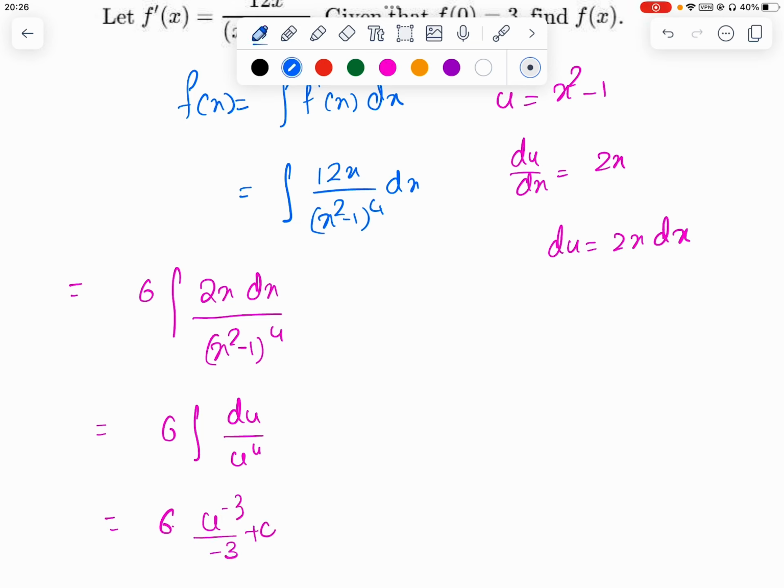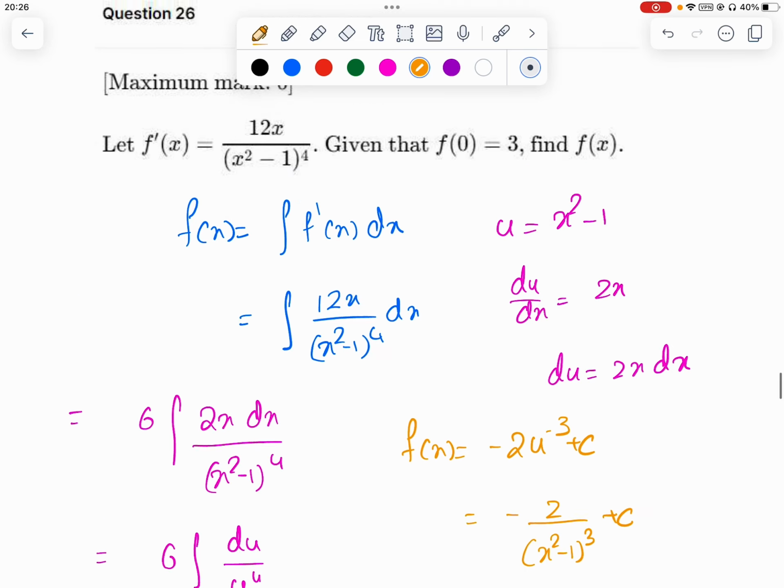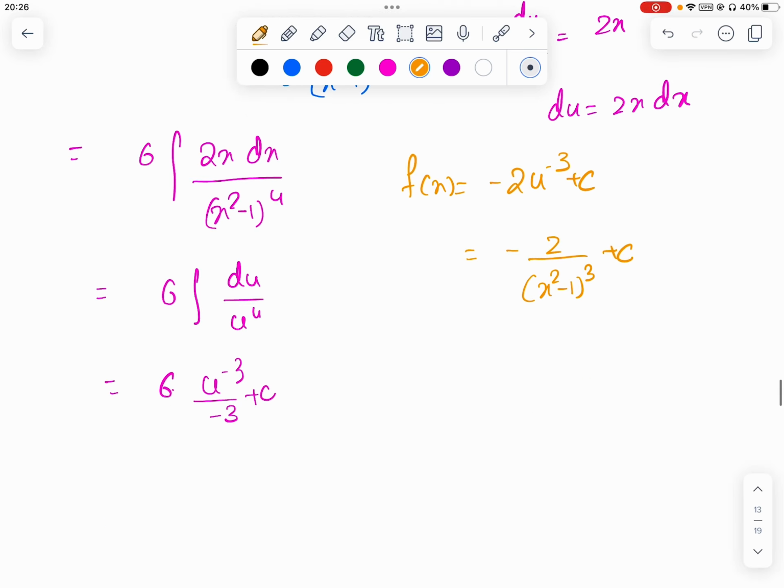So what is my answer going to be now? f of x equals minus 2 u power negative 3 plus c. Which is negative 2 upon (x square minus 1) whole power 3 plus c. But what else has been given over there? It is given that some condition has been given, f of 0 equals 3. So when I do f of 0 equals 3, I plug in that one.